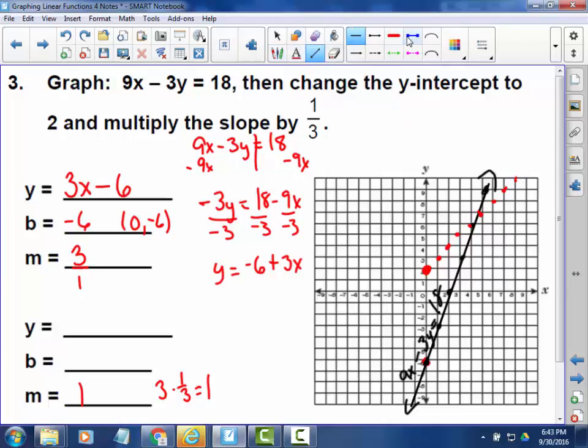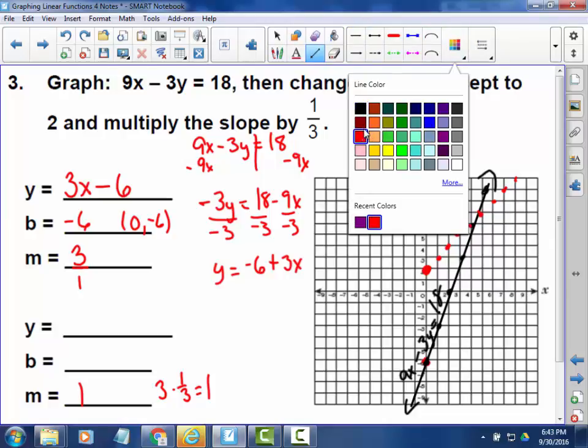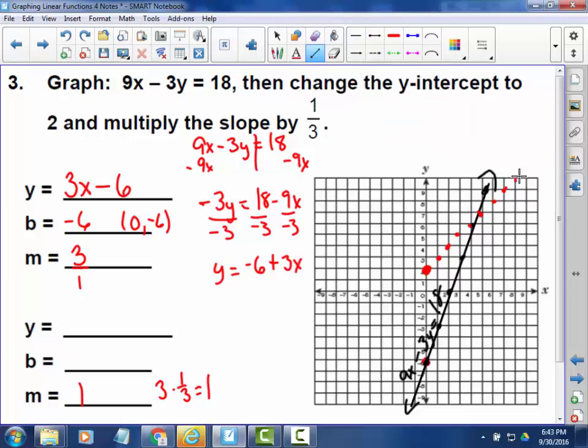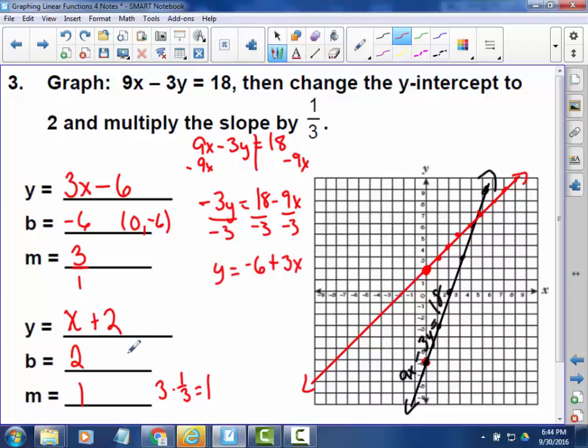And we pick up our straight edge. So our b value is 2, and we put that together and we have y equals 1x, or x, plus 2. Okay, let's look at another.